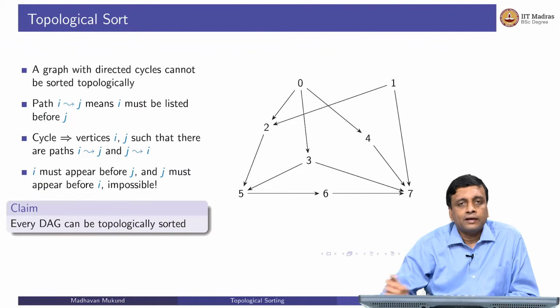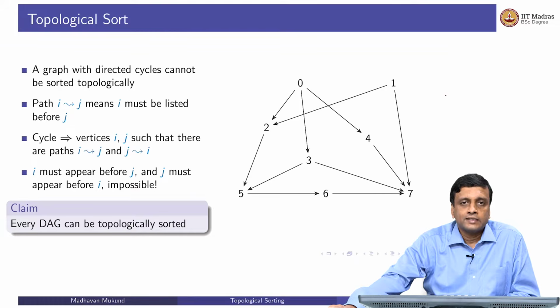Now what we are claiming is that if there are no cycles, that is if I have a directed acyclic graph, then we can always sort it topologically. We can always enumerate it in a good order such that whenever there is an edge i, j, i appears before j in the enumeration.